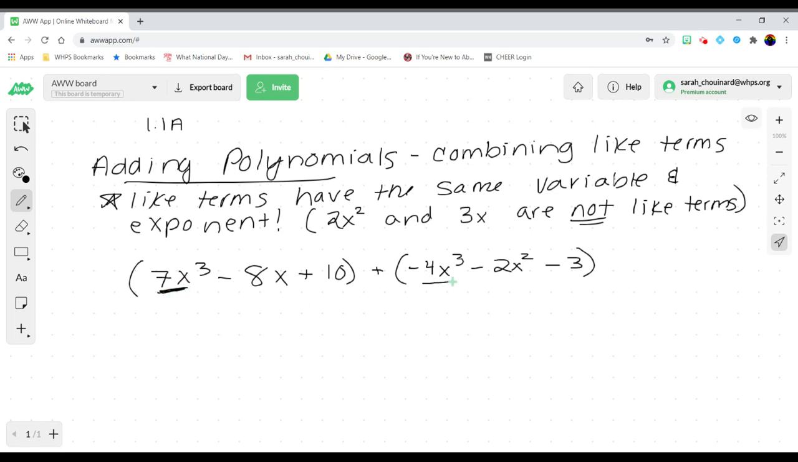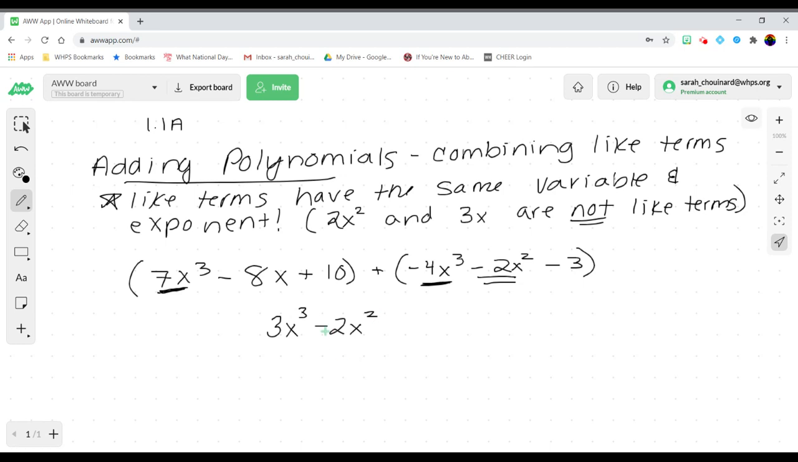So 7x cubed and negative 4x cubed, I'm going to combine those to make 3x cubed by adding the coefficients together. 7 and negative 4 make 3. Then because I want my answer in standard form, from highest degree to least degree, I'm going to look for any x squareds next. This negative sign is attached to the 2, so think of it as minus 2x squared. And that's the only x squared term, so I'm going to write minus 2x squared in my answer.